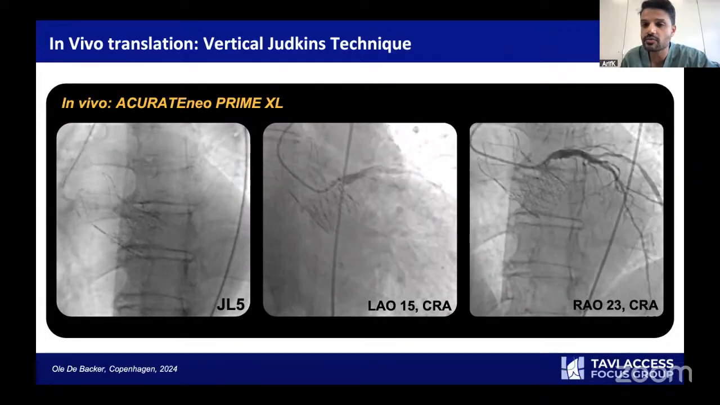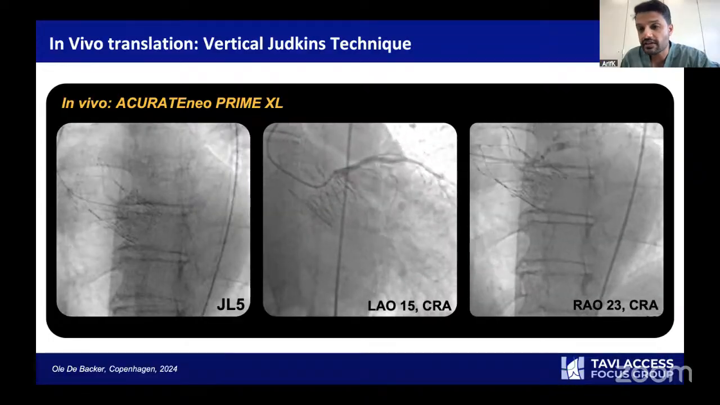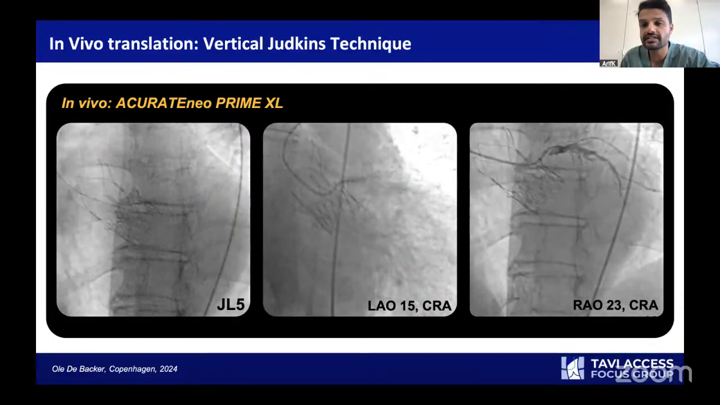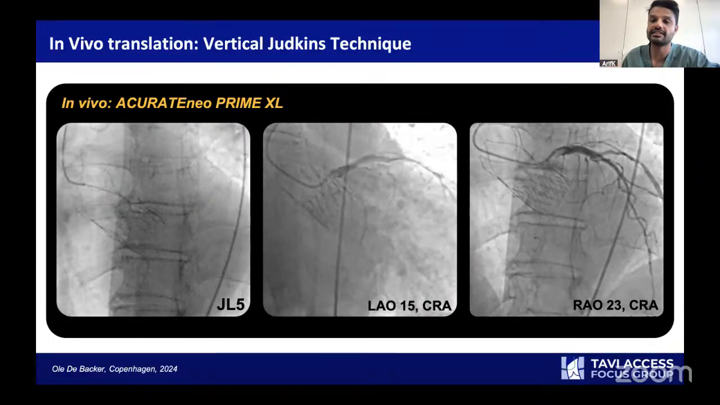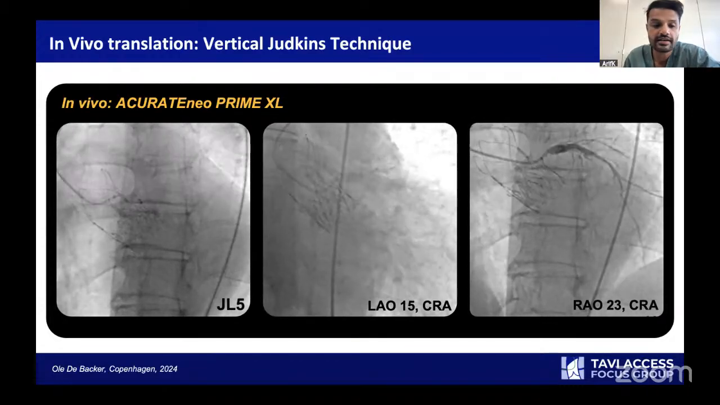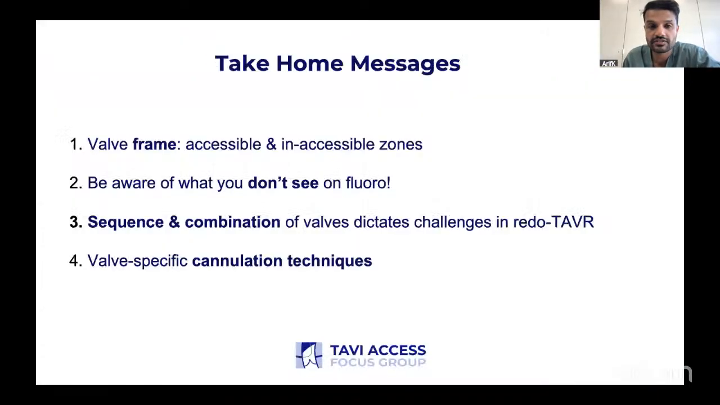And again, it seems to work really well. Of course, we need to learn when is the best time to use it. And there's a difference between cannulating and then needing sufficient support for PCI. But this is now the next phase of this work.